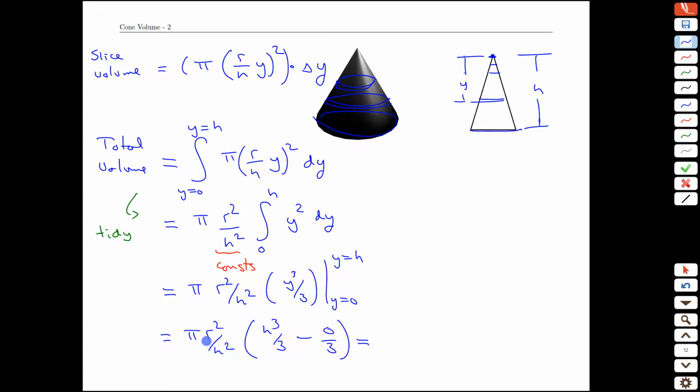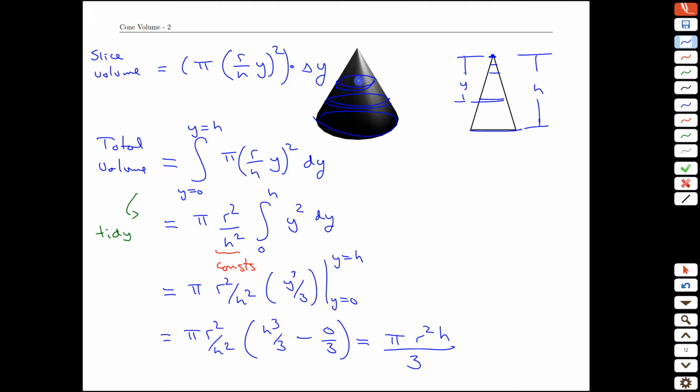That looks a bit horrendous until we start canceling things. We have an r squared that doesn't get canceled. We have an h cubed over an h squared. That's one h left over. And lo and behold, we get the famous volume for a cone equation. Pi r squared times h over 3, or 1/3 pi r squared h.